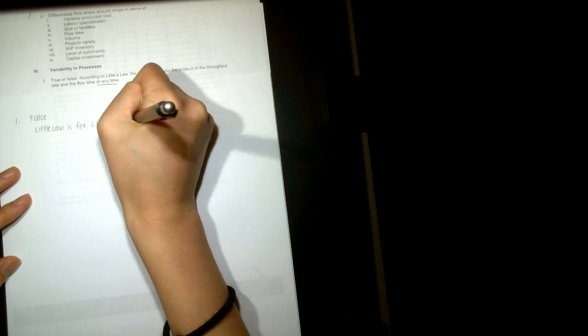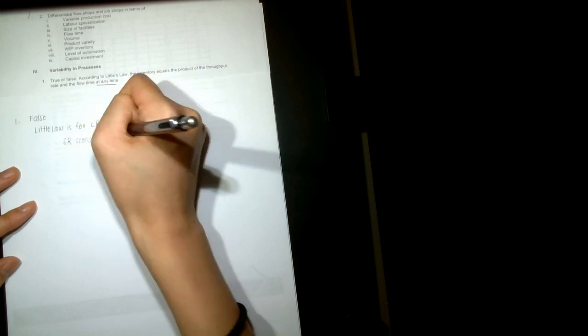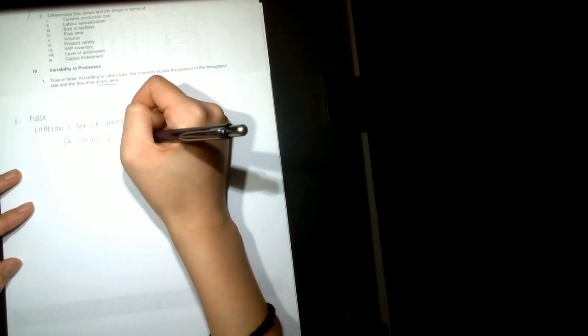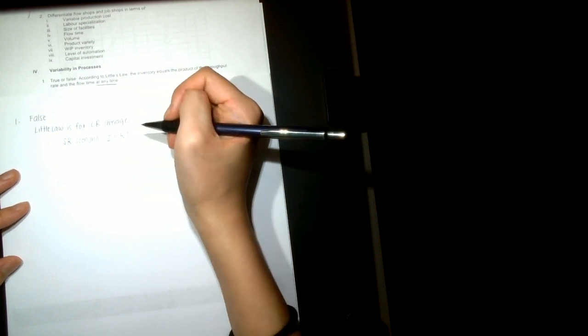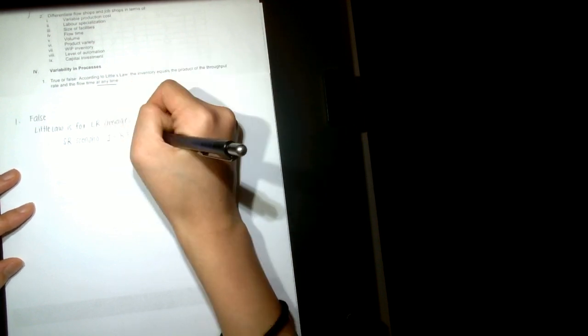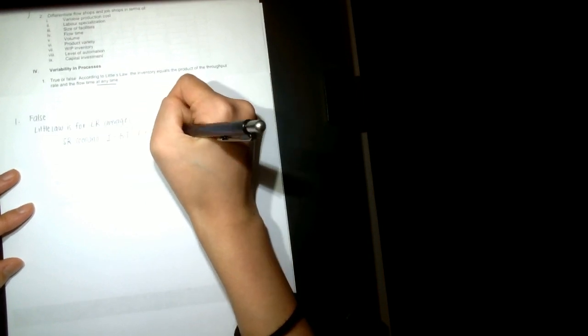So this question is actually false. And it's very tricky because Little's law is for long run averages. So in this short run scenario, Little's law is inventory equals the throughput rate times the average time at the server. So this does not necessarily hold.